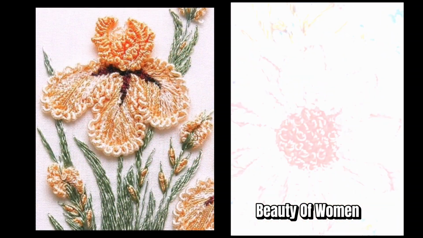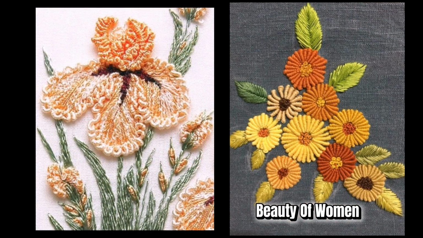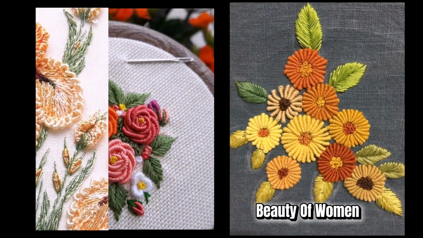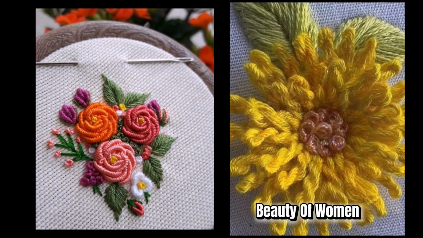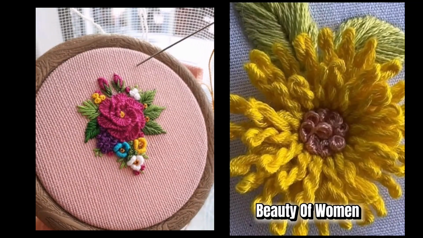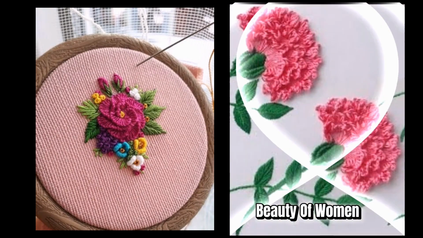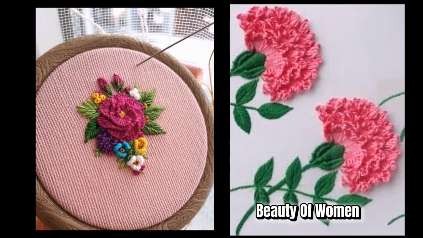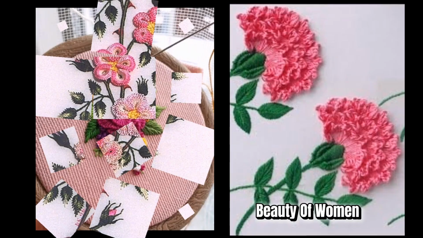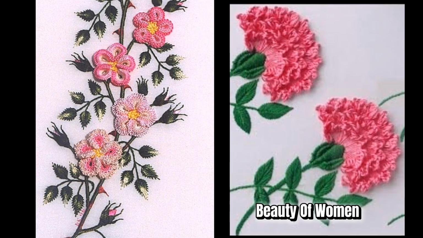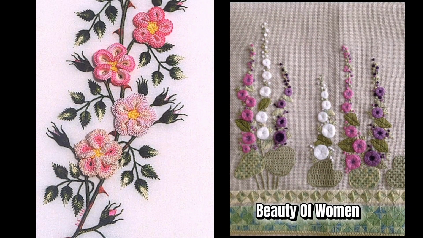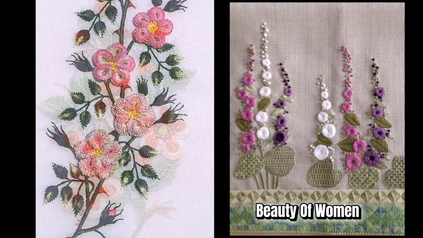Another beautiful design is the chain stitch pattern. This stitch looks like small, connected loops like a chain. It is very useful for making covers, flowers and decorative borders. Chain stitch gives a soft and decorative finish to any fabric.